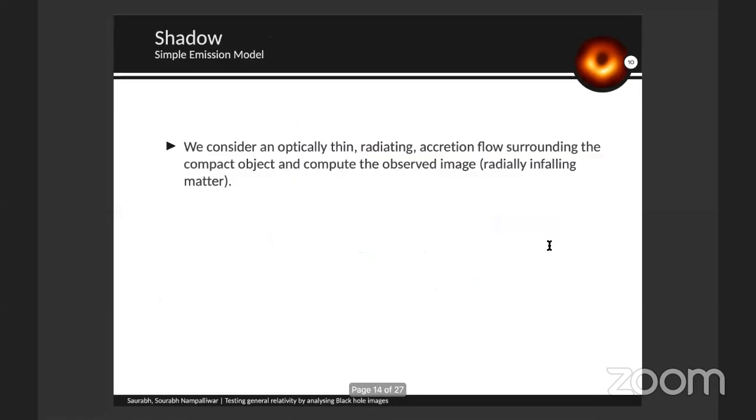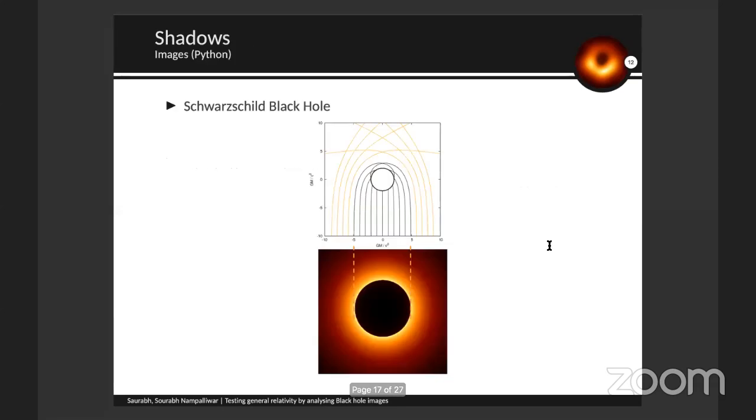So yes, actually it happens to be so that in a static black hole, we see a spherically symmetric structure like this, because the space-time is static and not rotating, and hence there are no frame dragging effects. You can see how photons are just plunging in, and those which are above the critical impact parameter are simply deflected.